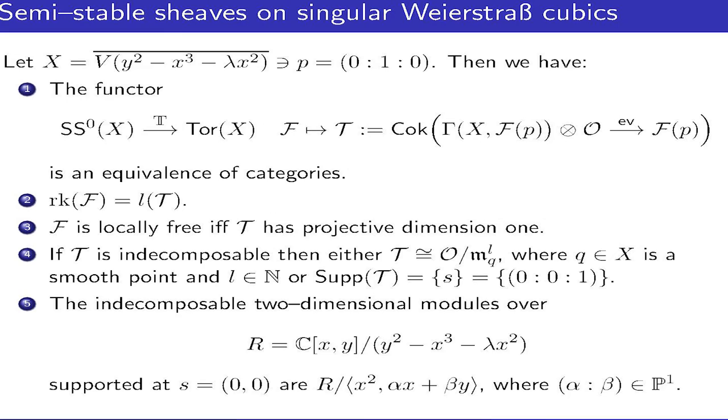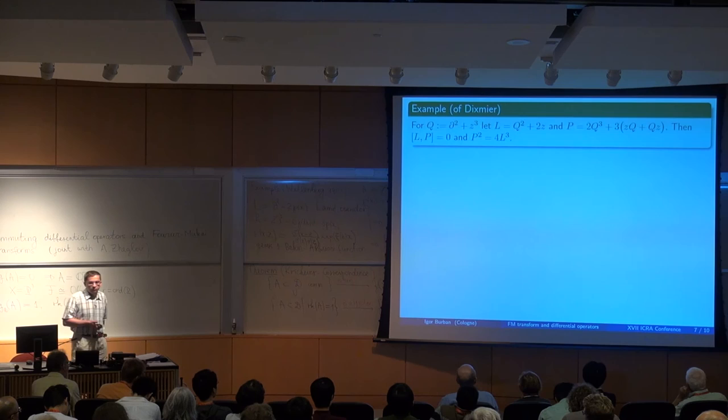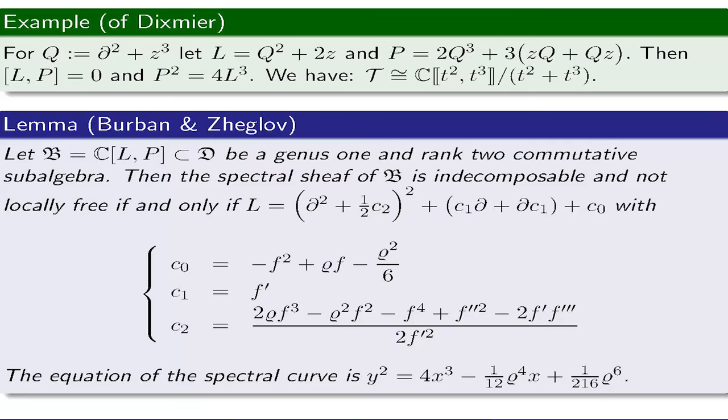And if we consider indecomposable two-dimensional modules, then it is possible to give an elementary answer. So here is the answer to this question. And in these terms, we actually can classify spectral sheaves. So for example, for Tixmeyer, the spectral sheaf T is this one.